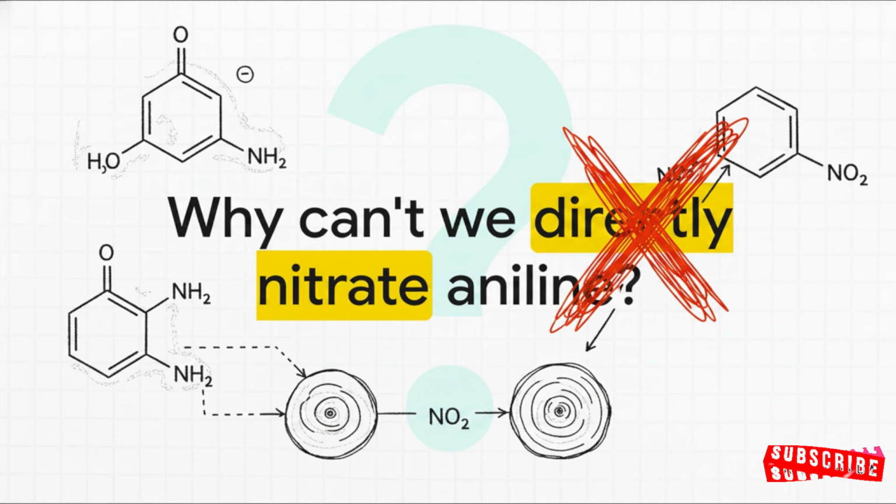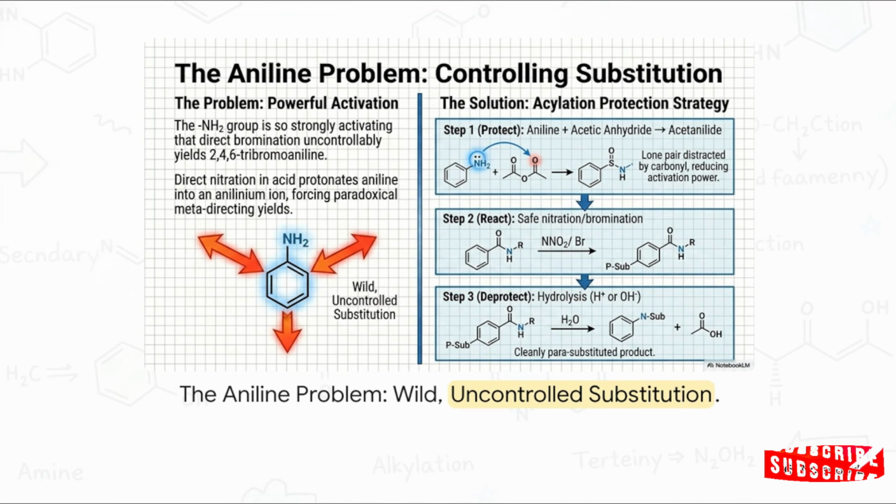Why can't we just treat aniline like a simple benzene ring during nitration? I mean, it's just a benzene ring with an NH2 attached, right? What could possibly go wrong? Well, the issue boils down to this. That NH2 group is so powerfully activating, it triggers wild, uncontrolled substitution. If you just dump bromine into a flask with aniline, it aggressively attacks every available position, giving you 2,4,6-tribromoaniline in a flash.